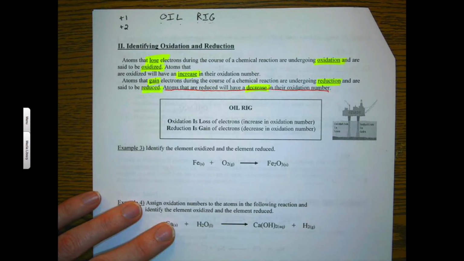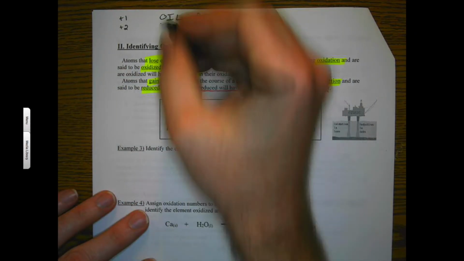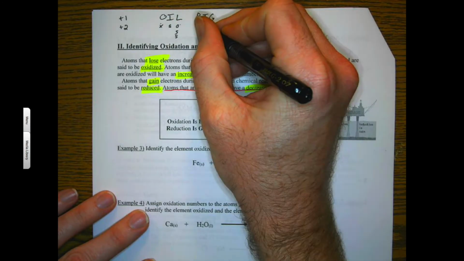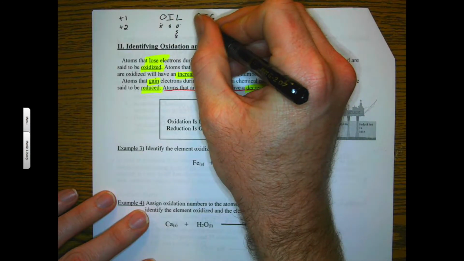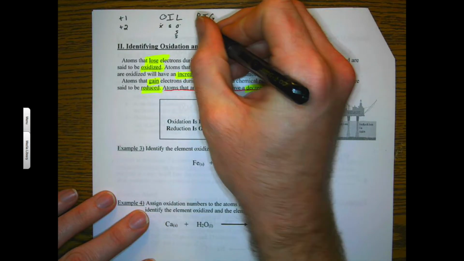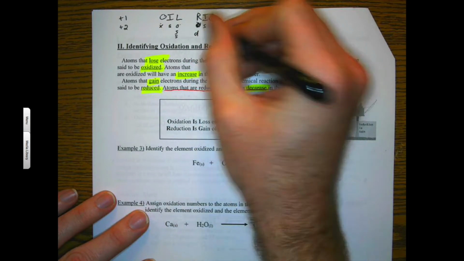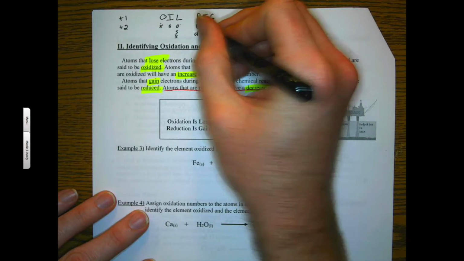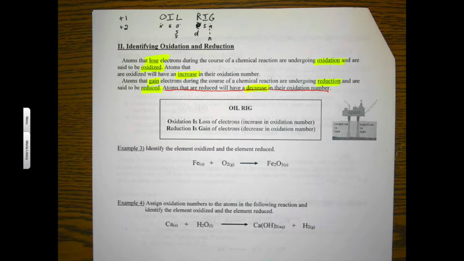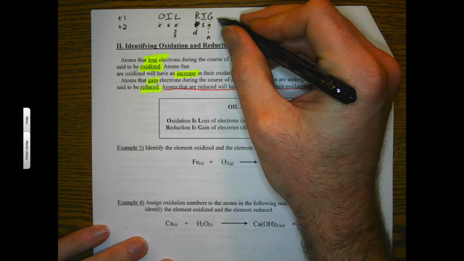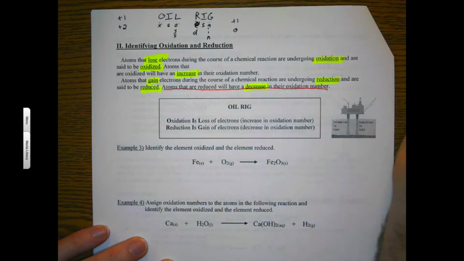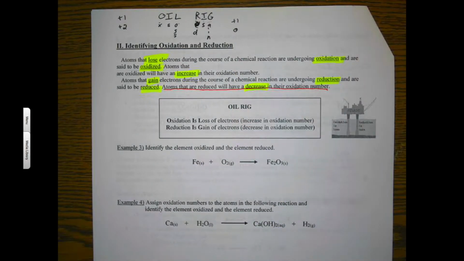Oil rig. Just remember that. Say that to yourself a few times right now while I write this. R-E-D, reduction is gain. That should be reduction, R-E-D. So when it's being reduced, let's say it goes from a +1 down to a 0. Okay, so the number has gone down. So that's pretty easy to know.